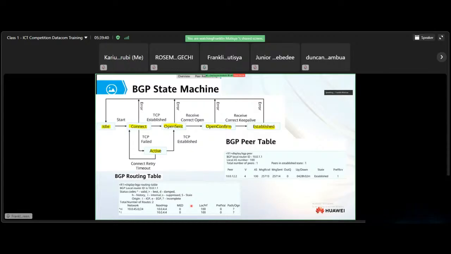Then we have the local preference field, the preference value field, and then the path and origin fields. This one will indicate the path through which these packets have been sent on the network.